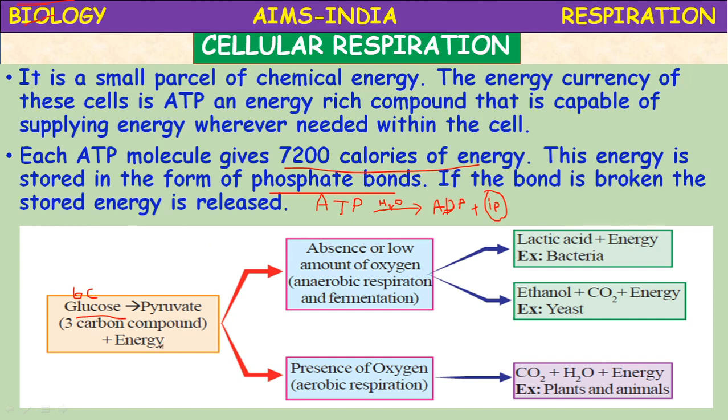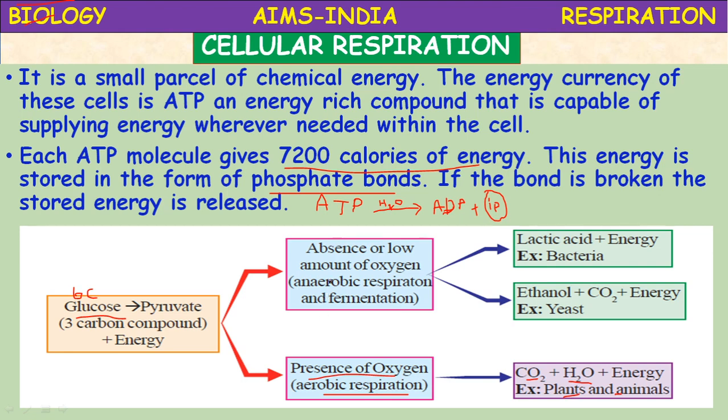Next, the fate of this pyruvic acid depends upon the availability of oxygen. If oxygen is available, it will break down further. That is called aerobic respiration, where pyruvic acid is converted to carbon dioxide and water, and a huge amount of energy is produced. Nearly 38 molecules of ATP are produced when one molecule of glucose is completely oxidized. It takes place in plants and animals when oxygen is available.